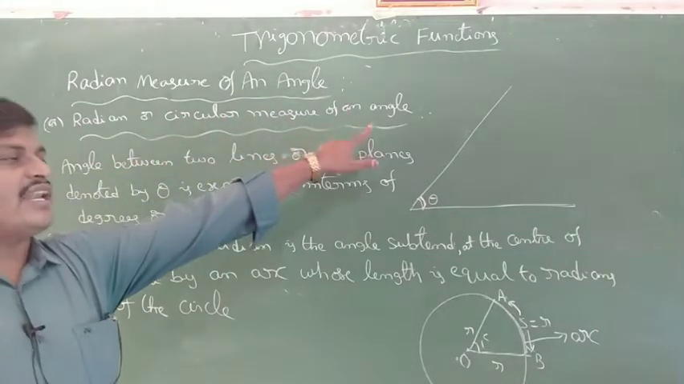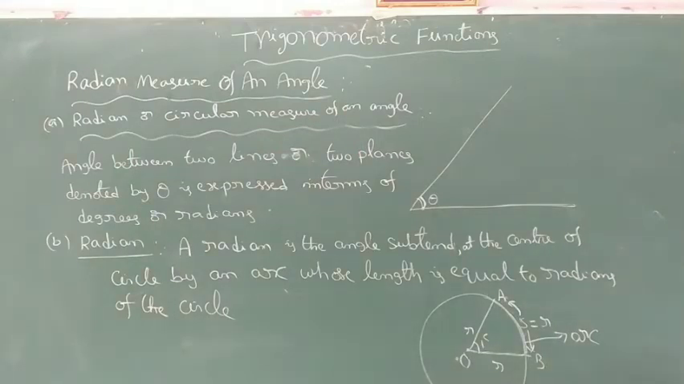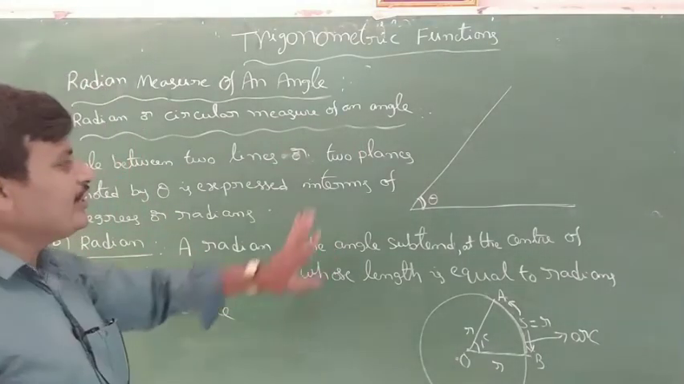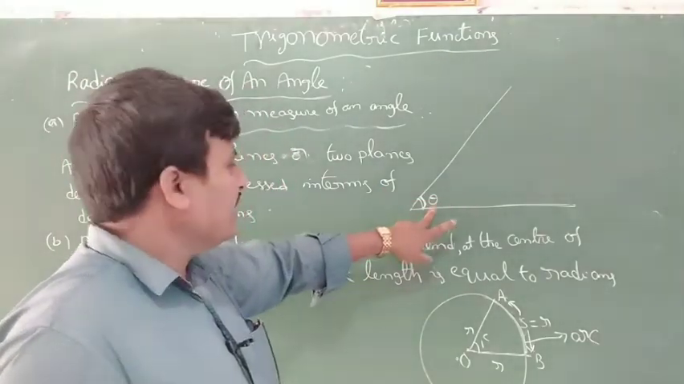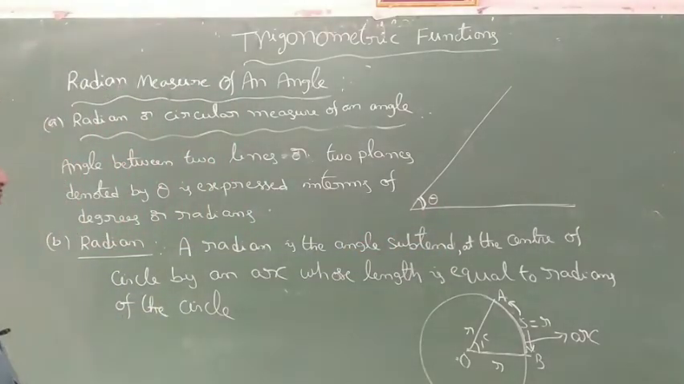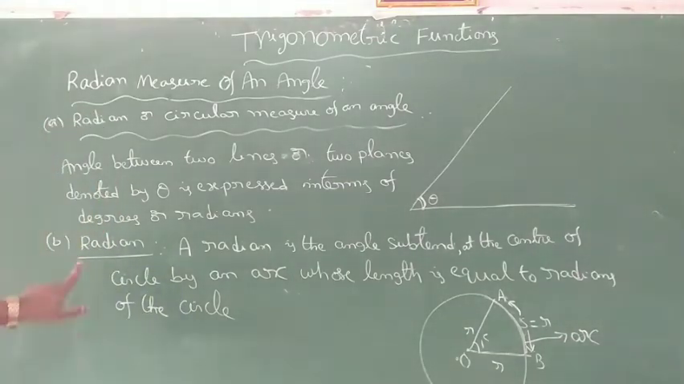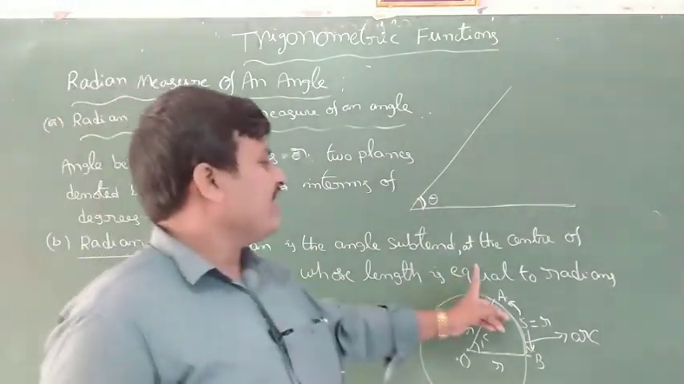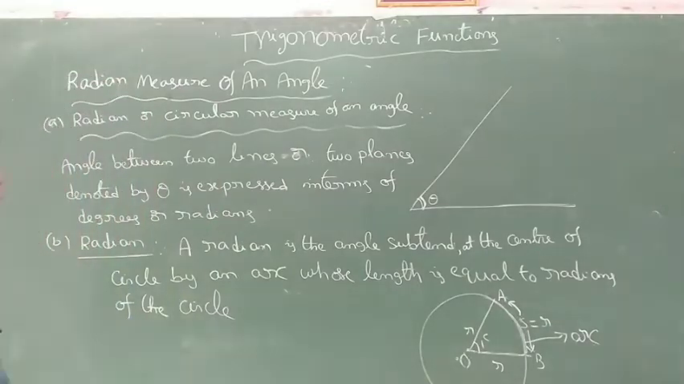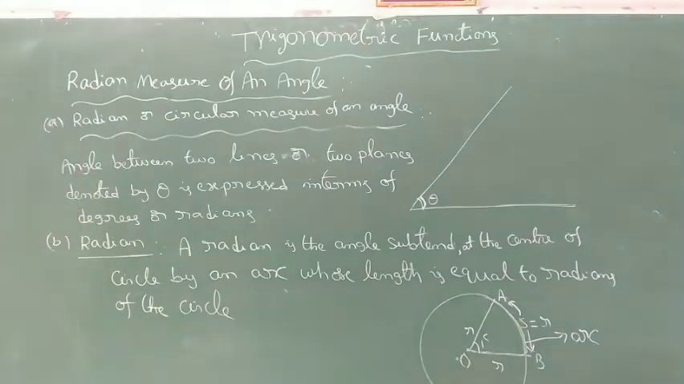Radian measure of an angle, circular measure of an angle. What is the angle? The angle between the two lines or two planes is theta, expressed in terms of radians or degrees. So a radian is the angle subtended at the center of the circle by an arc whose length is equal to the radius of the circle.